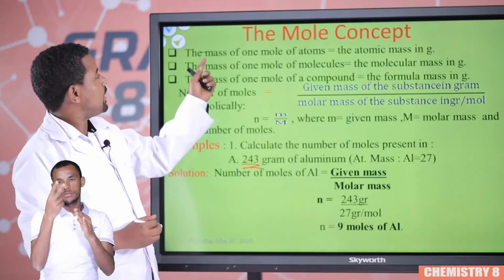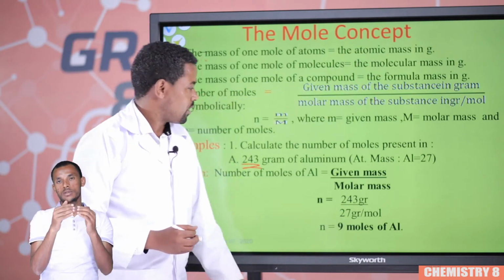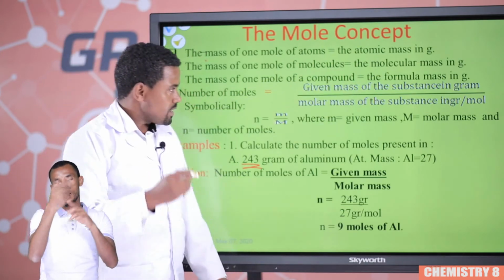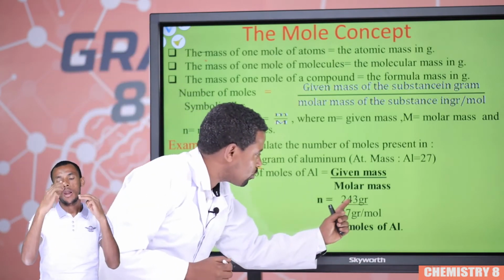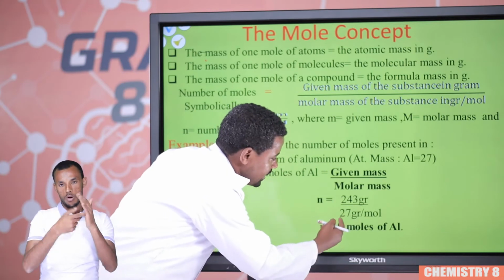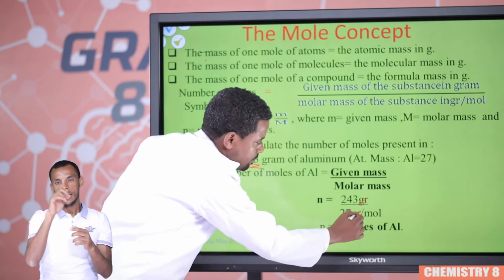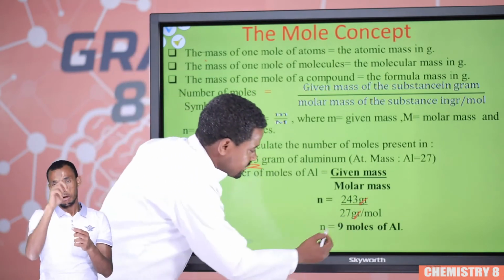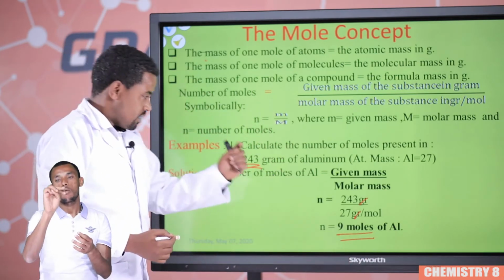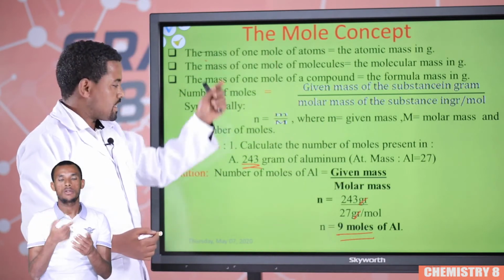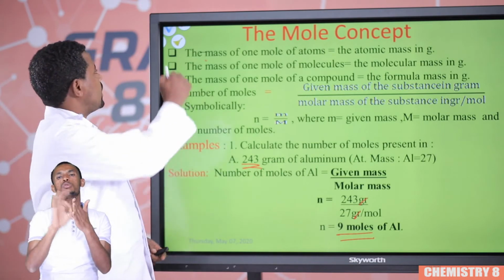As you see here, the mass of 1 mole of atoms is equal to the atomic mass in gram. When you say molar mass, it is the mass of 1 mole of a substance. So, n is equal to 243 divided by 27 gram per mole. The gram cancels out and you get 9 moles of aluminum. There are 9 moles of aluminum present in 243 gram of aluminum. So, we can calculate in such a way.